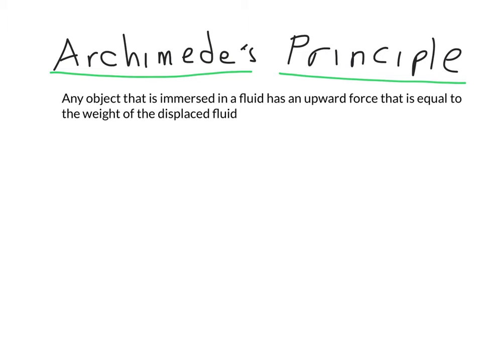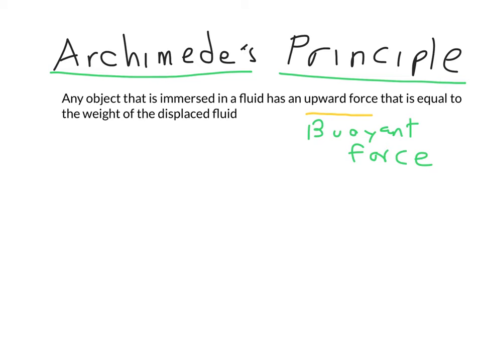Hi. Okay, so now I'm going to explain the Archimedes Principle. First, we have the statement: any object that is immersed in a fluid has an upward force that is equal to the weight of the displaced fluid. Just remember that this upward force is the one that we call the buoyant force.